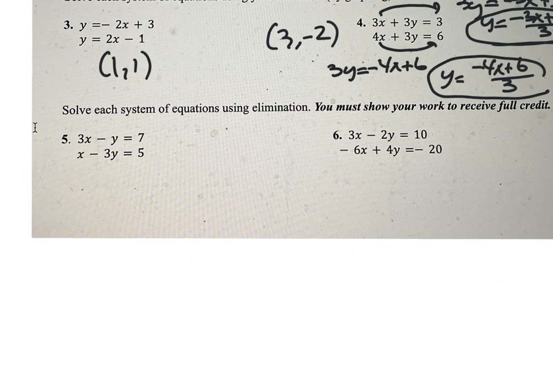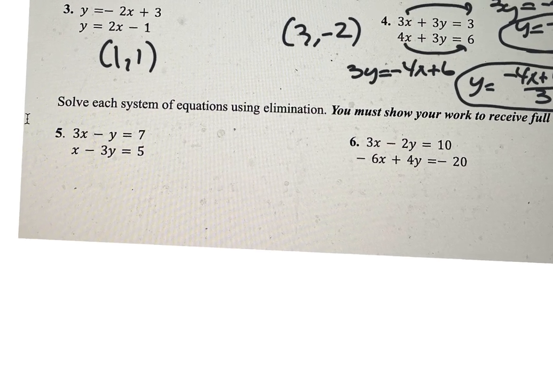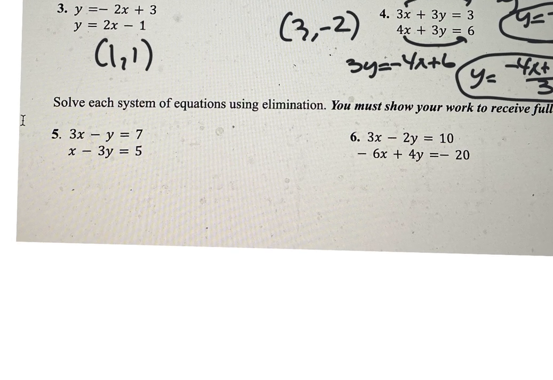Number 5 says you must show elimination to get full credit. So what I'm going to do on number 5, let me change colors here. I'm going to make the y's go away. So I'm going to multiply the top equation by negative 3, because when I do that, I get negative 9x, of course. But I get positive 3y, which is what I wanted. And I can just bring this equation straight over.